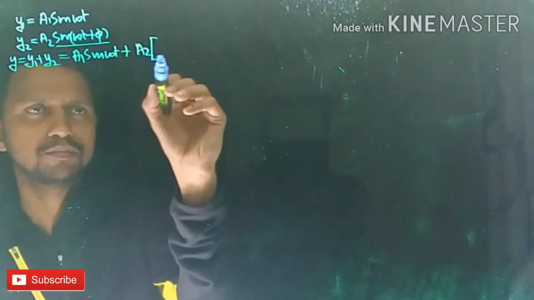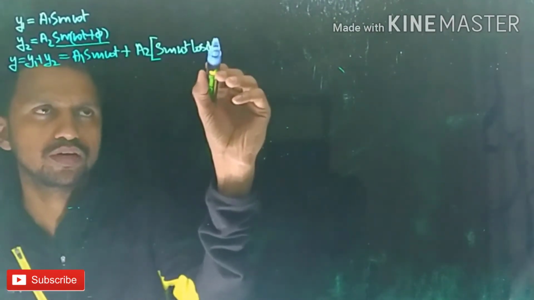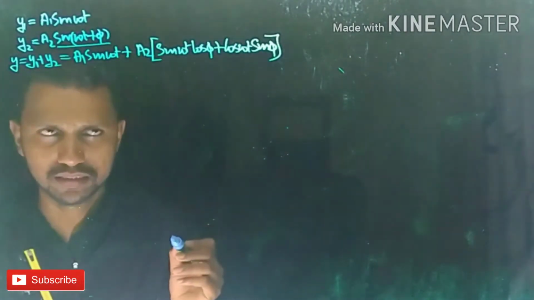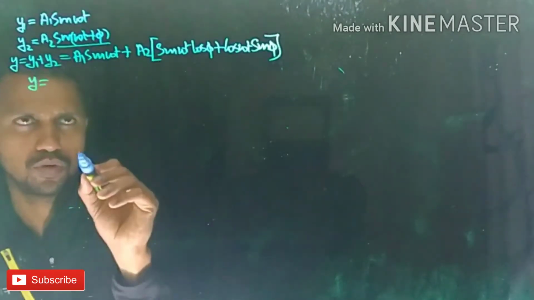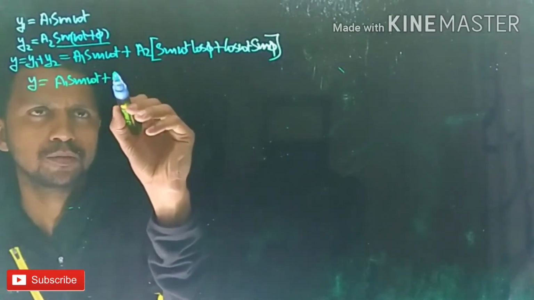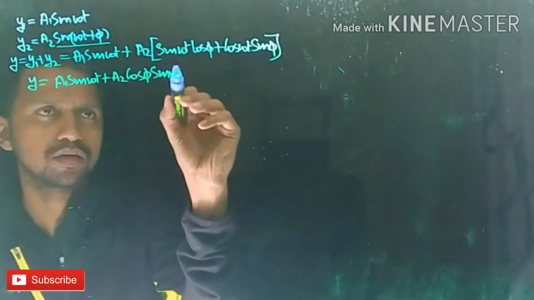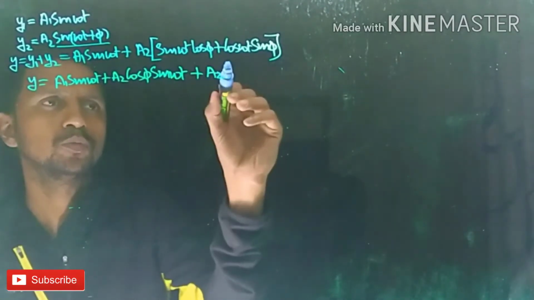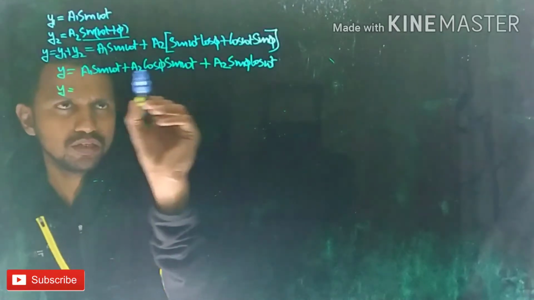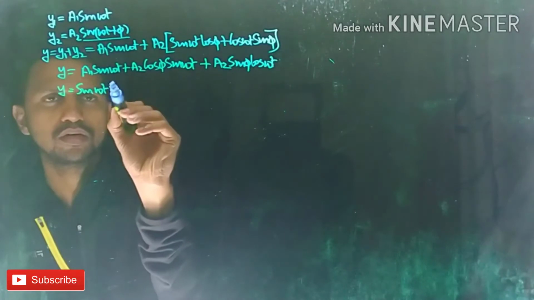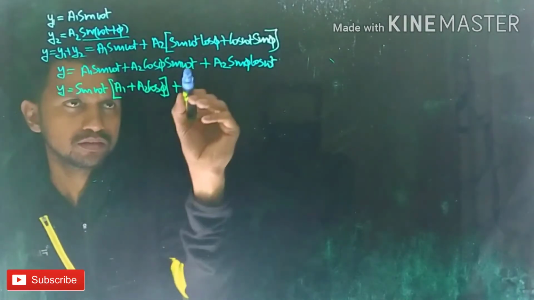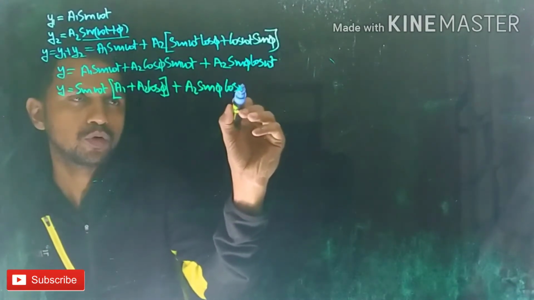This sin(ωt + φ) I am expanding as sin ωt cos φ + cos ωt sin φ, using a trigonometric identity like this. Then we rewrite the expression for y as a1 sin ωt, expand this bracket, and on rearranging I can write a2 cos φ sin ωt + a2 sin φ cos ωt. Then y is equal to, from these terms, taking sin ωt common, the remaining thing is (a1 + a2 cos φ) plus a2 sin φ cos ωt.